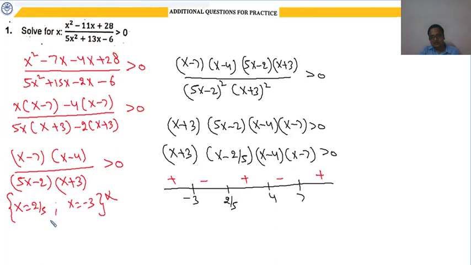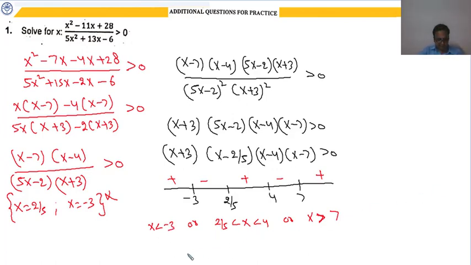Now we know the initial constraint: x cannot be equal to 2 by 5, x cannot be equal to minus 3. Now we require greater than 0, that is positive. So x is greater than 7, or x lies between 4 and 2 by 5, or x is less than minus 3.